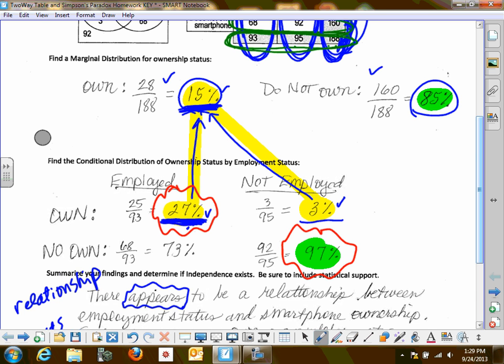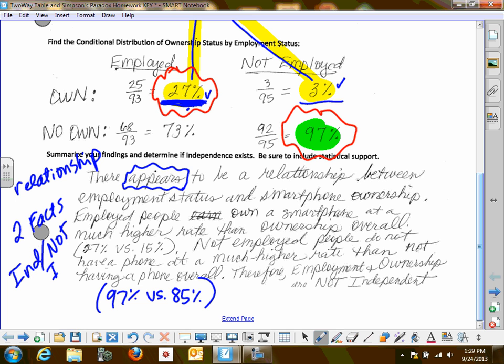No, that makes it, there is a relationship because something's happening. Employment status is affecting the rate at which you have a smartphone, so they are related. They are connected. They are influencing each other. Okay. All right, so then my summary. Remember, my summary is going to contain 4 things. First, I'm going to say if they are related. If they are connected and affecting each other, then you say there appears to be a relationship. Don't tell me there is a relationship. Appears is a nice, wigglier word.